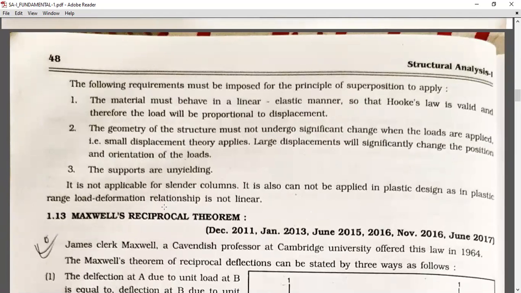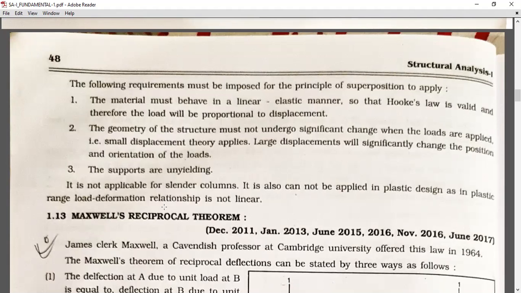તો શું કે the matrix must behave in a linear elastic manner so that the Hooke's law is valid and therefore the load will be proportional to displacement. અગર લોડ જે છે ને એ જ્યારે એક ઉપર આવતો હોય તો એની અસર થોડી પણ બીજા પોઈન્ટ ઉપર થતી હોય છે એ વસ્તુ અહીંયા ગાડી કહેવામાં આવે છે.